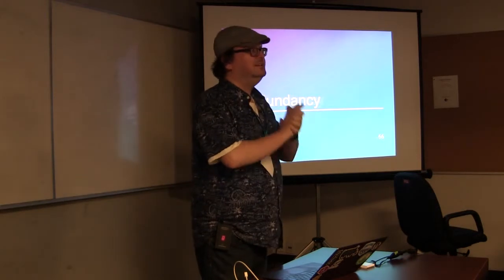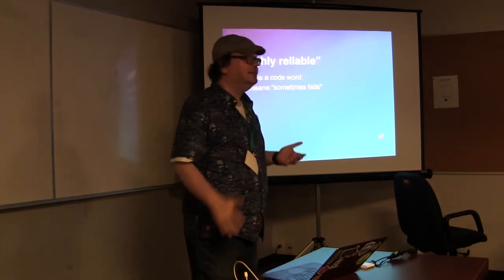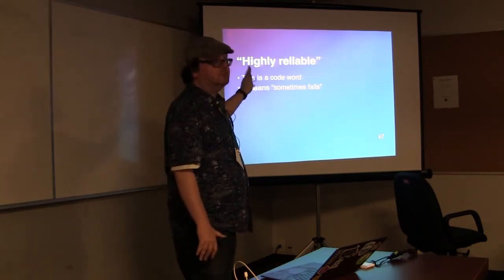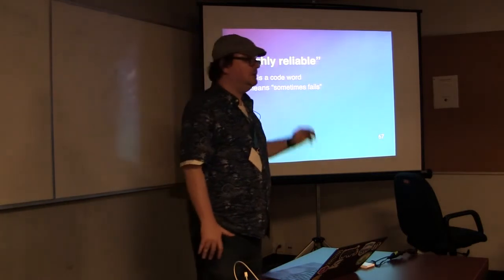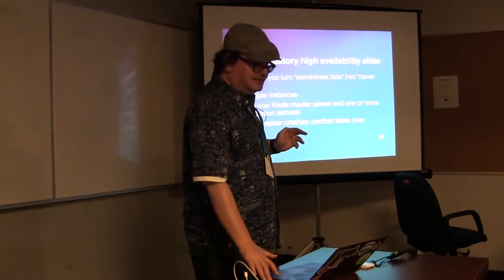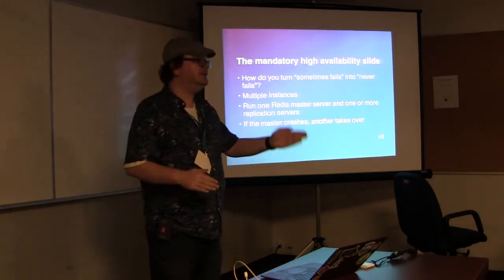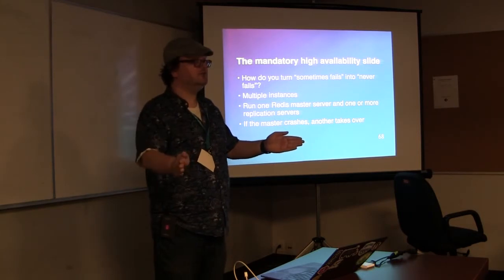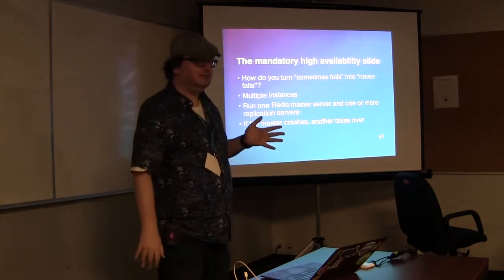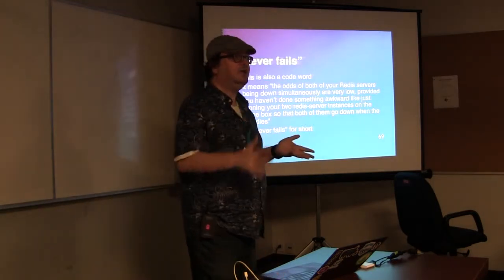Now, I just said what happens when our Redis server goes down is that everything just gets slow. But let's say that you care about keeping things up. Remember that I called Redis highly reliable, which is a code word for fails. Not very often, but often enough. So you need to turn highly reliable and sometimes fails into never fails. And the way you do that is multiple instances of Redis. Run one Redis server that is a master and another Redis server that is a replication server. All it does is listen to changes that come in from the master server and store them. If the master crashes, then your replication server can just fall into place and take over.